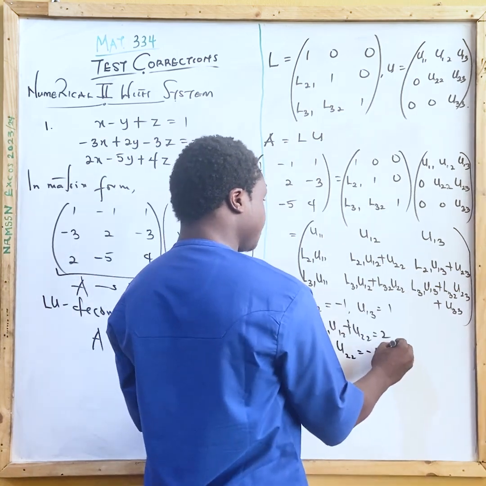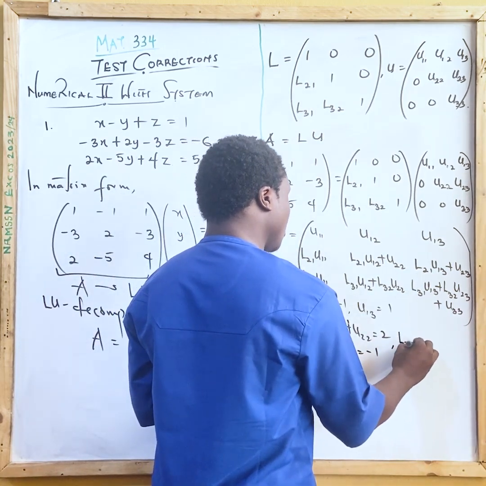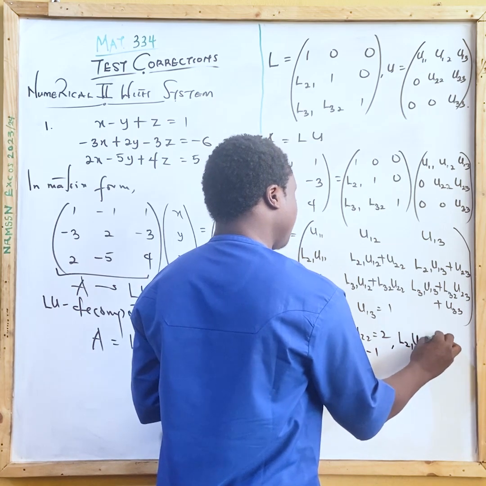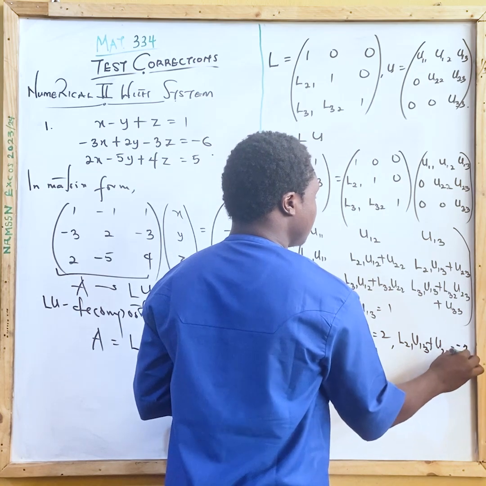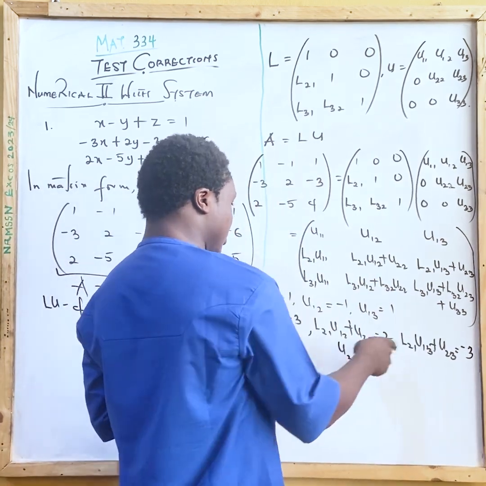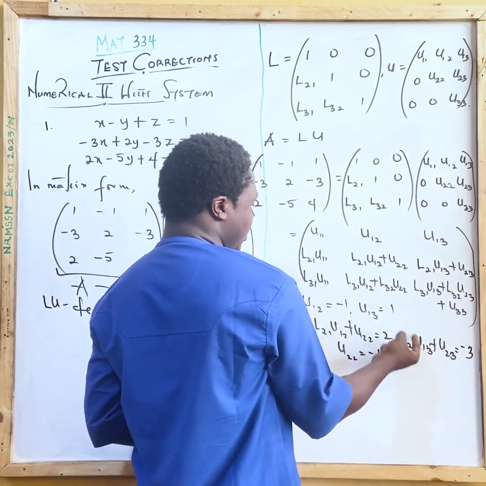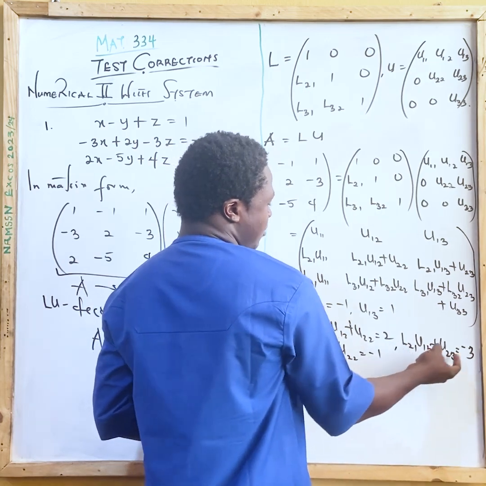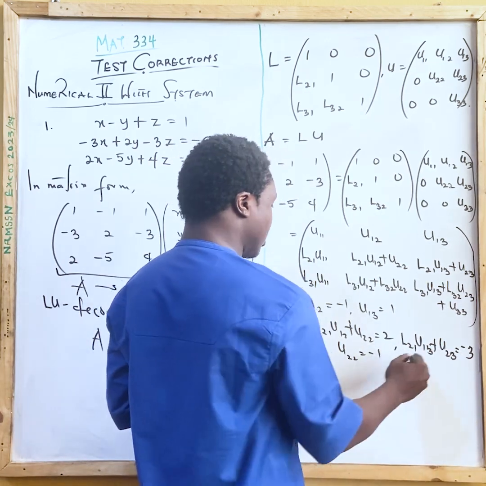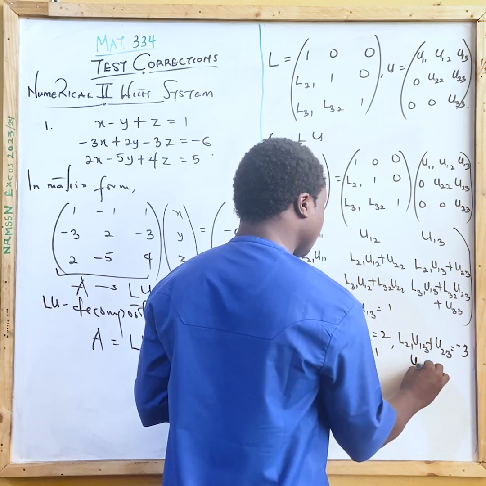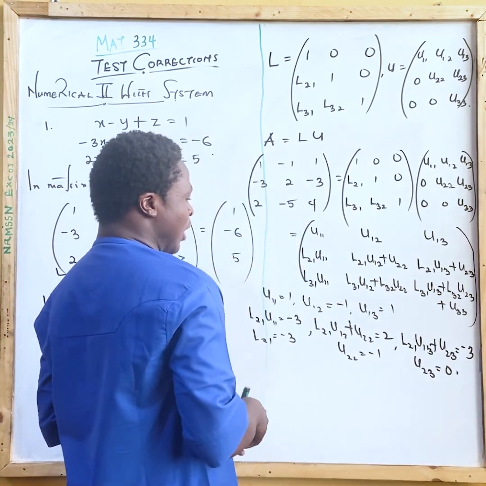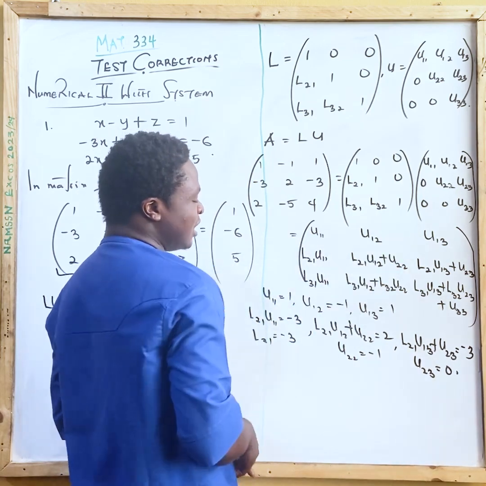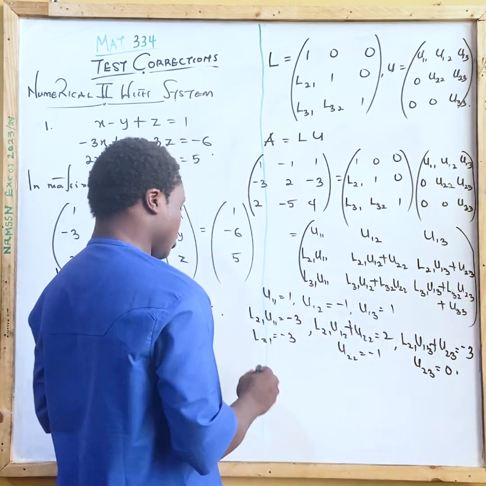For the last one, L21 U13 plus U23 is equal to -3. Again, our L21 is -3 and U13 is 1, so that's -3 here. That gives me 0, so our U23 is equal to 0. Fine. So we are done with the first 6 elements. The last 3 remain, so we go again.